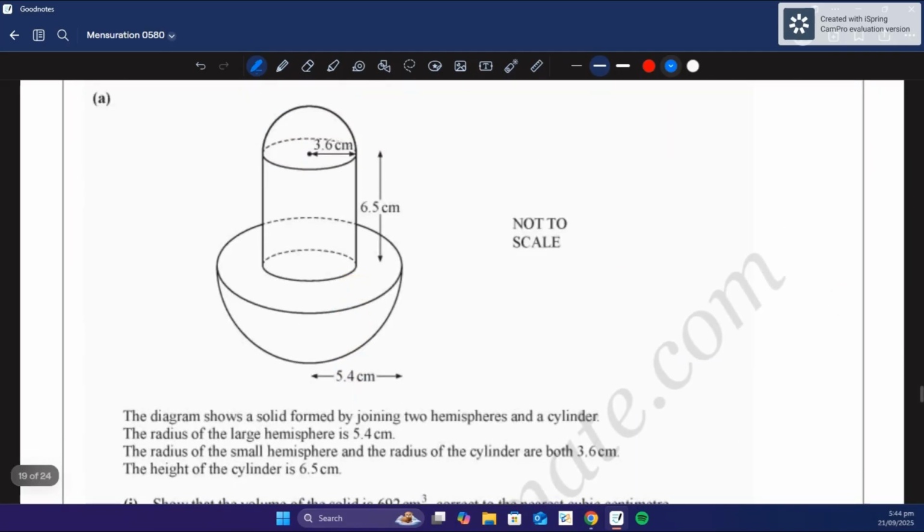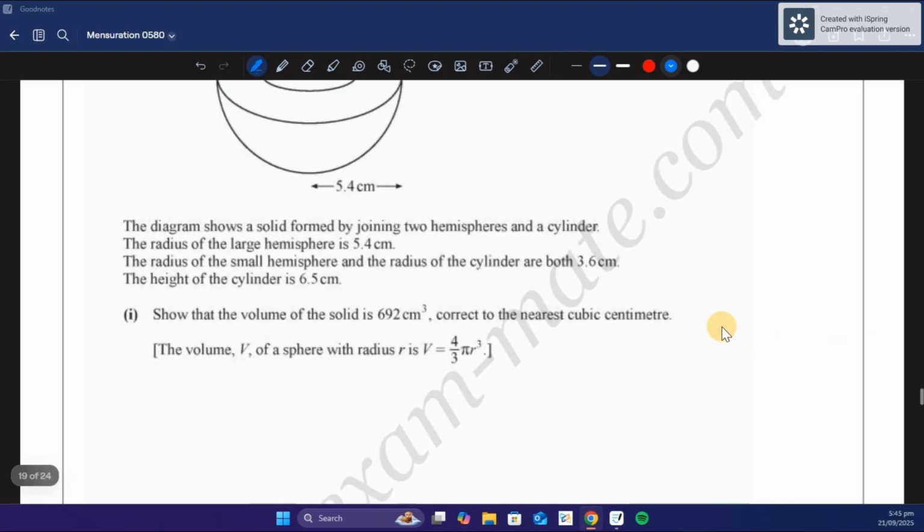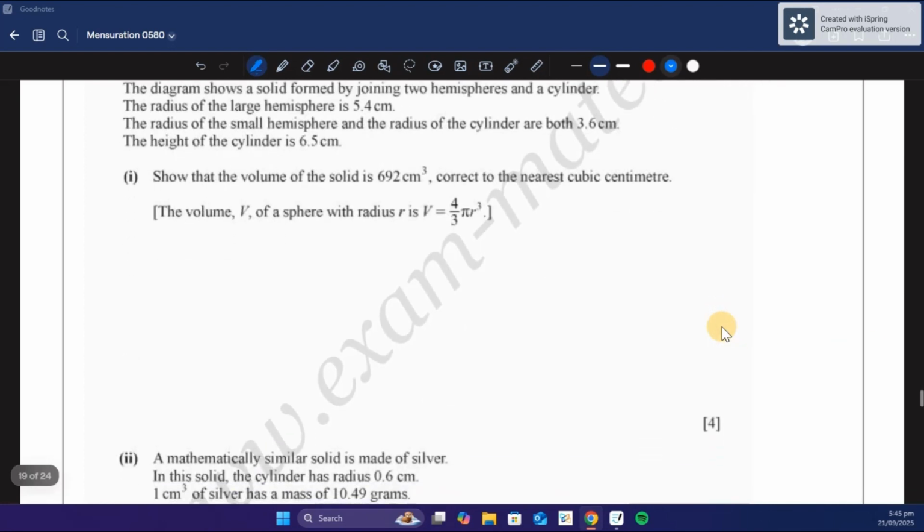Alright, moving on. Question number 44. Show that the volume of the solid is 692 cubic centimeters, correct to the nearest cubic centimeter.